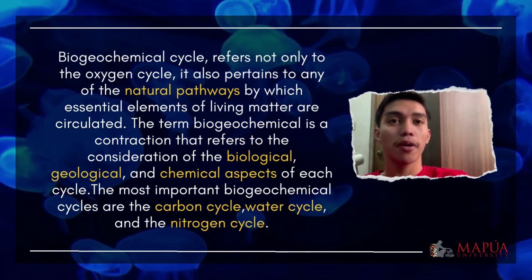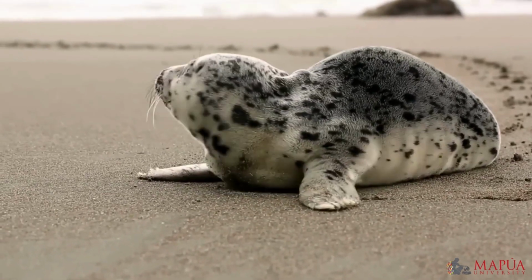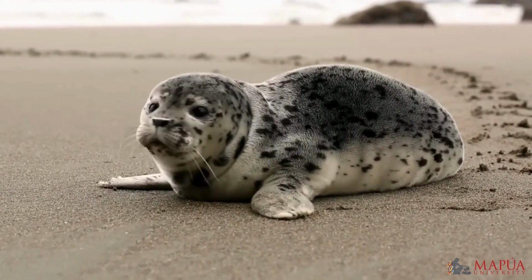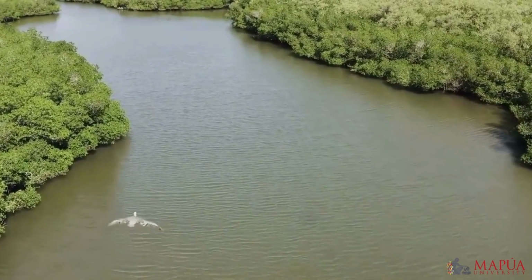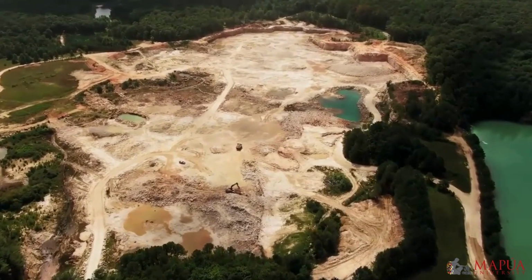The most important biogeochemical cycles are the carbon cycle, water cycle, and the nitrogen cycle. The carbon cycle, water cycle, and nitrogen cycle are the processes by which carbon, water, and nitrogen move between the Earth's surface and the atmosphere. They play a significant role because they help to regulate the Earth's climate and support the biosphere.